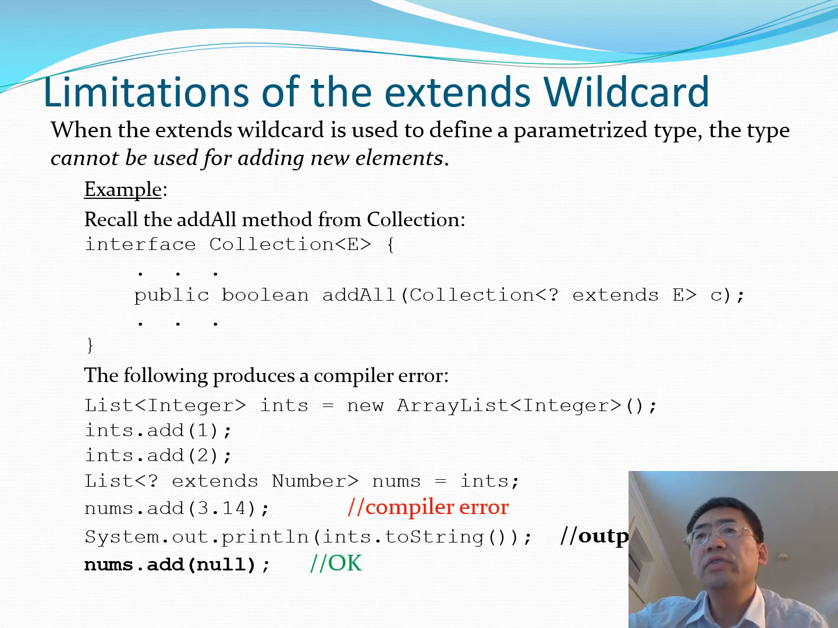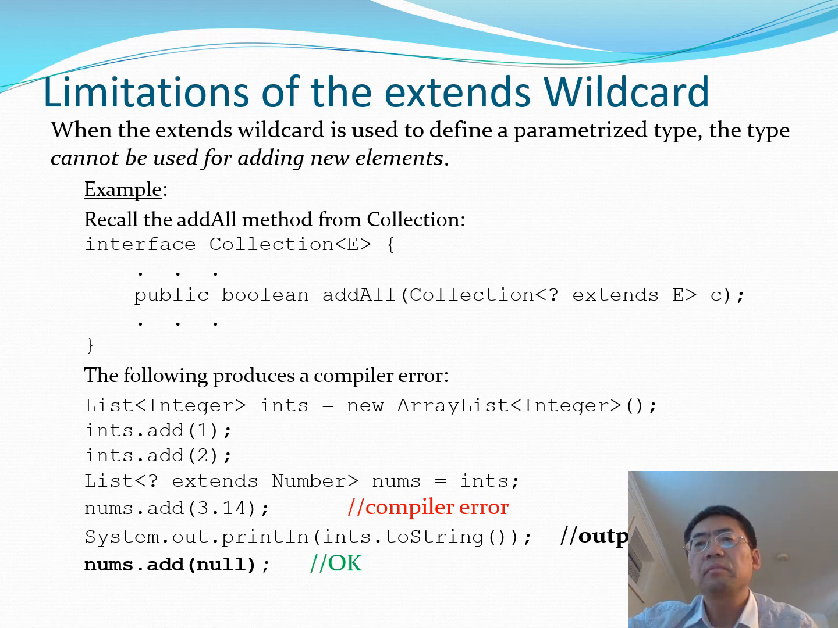Now let's see some of the limitations of using the extends wildcard. So imagine we have a list of integers, and then we can add 1, we can add 2 into the list. That's fine. But now we are assigning the list of integer to a variable of list of wildcard extends number, because list of wildcard extends number is a supertype of list of integer. So logically, it looks fine, right? We're assigning an instance of a subtype to a variable of its supertype. But actually, when you try to compile the code, it doesn't compile.